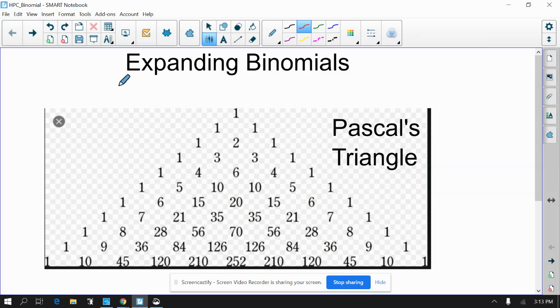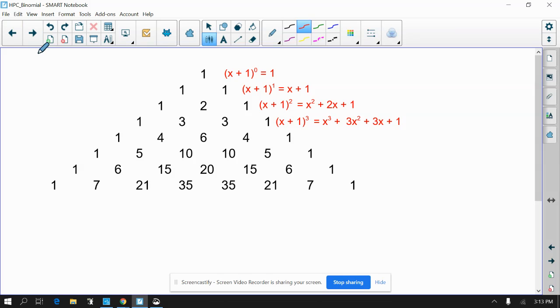But the one that we're interested in is that the two numbers above a certain number, if you add them, you get that lower number. 3 plus 3 is 6. And that pattern helps us generate the whole thing. 1 plus 4 is 5. 6 plus 15 is 21. And on you go. So what are we going to do with this thing? We're going to expand binomials.